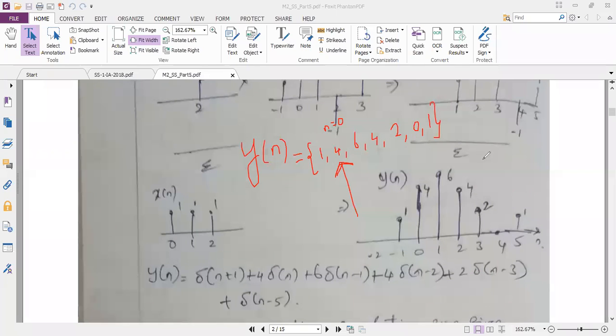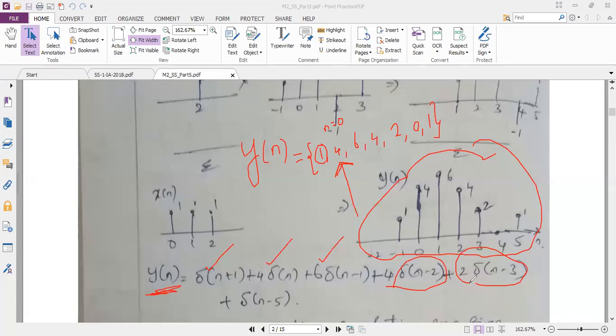The other way of writing the answer is in diagram form. See, I have drawn the diagram also. And other than that, you know how to write the output in terms of delta function. See, at n is equal to -1, I'm having 1. That means 1 multiplied with delta of n plus 1, then 4 into delta of n, plus 6 into delta of n minus 1, 4 into delta of n minus 2, and 2 into delta of n minus 3, and 0 into delta of n minus 4. So I'm not writing that. So directly plus 1 into delta of n minus 5.